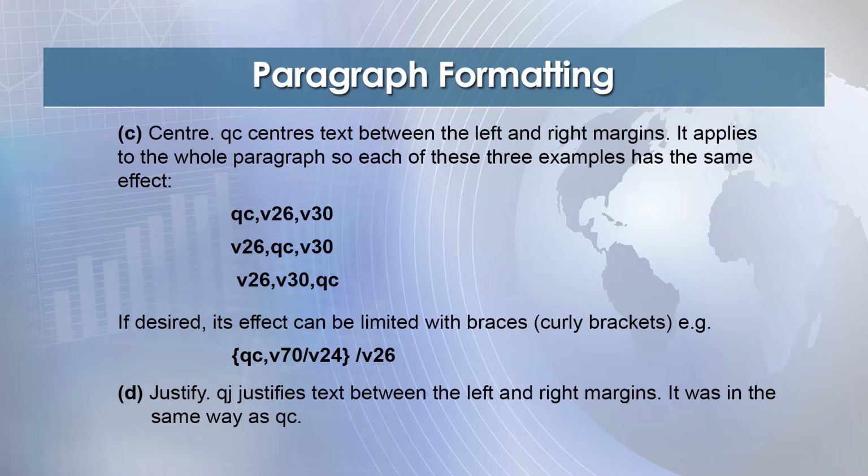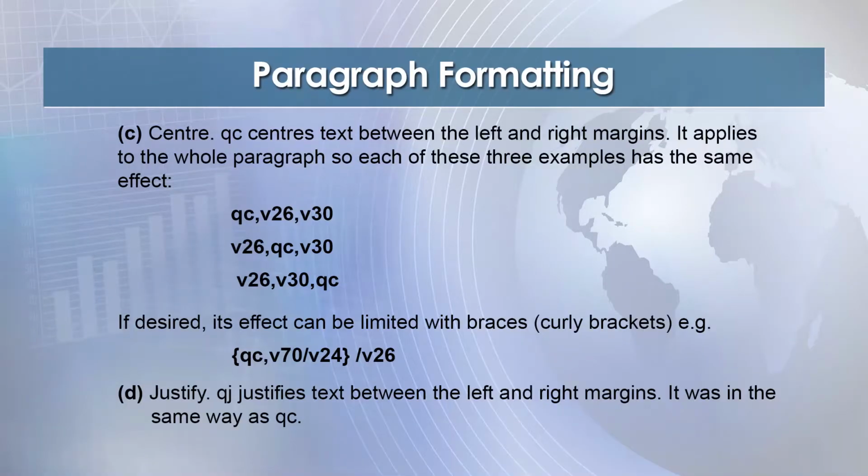Say here I am utilizing V26 QC, V26, V30. So, the content of V26 and V30 will appear in the center, and all these actually represent the same thing. That means QC you can utilize before the tab, in the middle of the tab, or after the tab, all will give you the same effect. So, here you can control the positioning of a particular line or a particular paragraph. It can be centered, it can be justified, and for justified you have to use QJ.